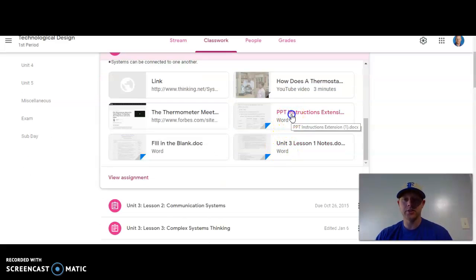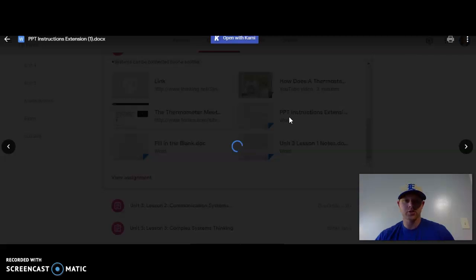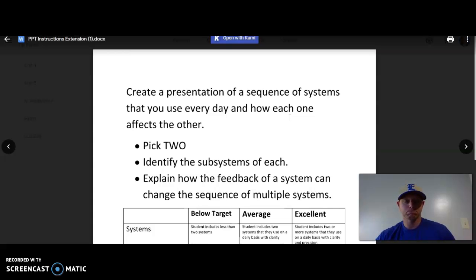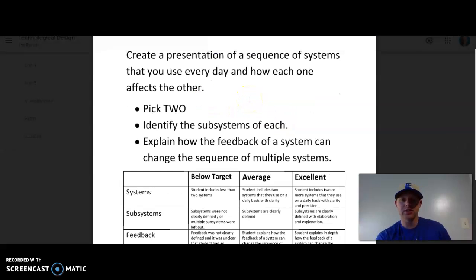Today, what I want you guys to do is the PowerPoint instructional extension here. You're going to create a presentation of a sequence of systems that you use every day and how they basically affect each other. So, for example, pick 2 systems that work together so that you can show how they work off of each other. For example, the internet and a computer, or say a heat pump and hot water.